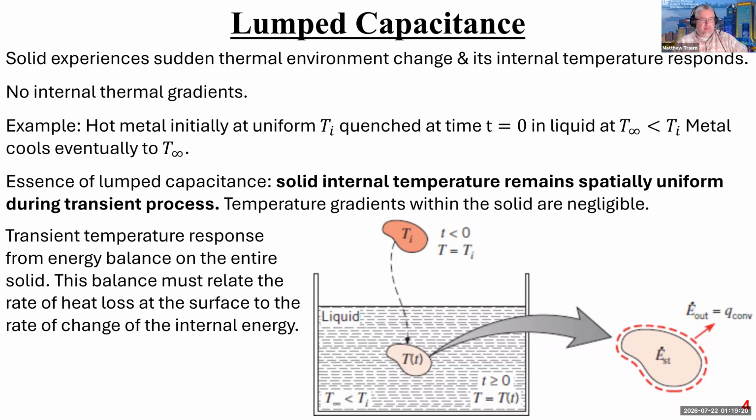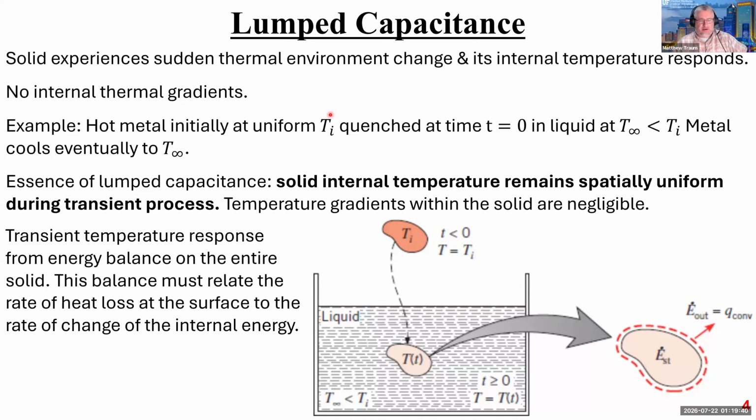And so the classic example of this is if we have a chunk of metal that's heated up, and we're quenching it by putting it in a cold liquid, and that quenching event happens at time equals 0, and the object is hot and the liquid is cold.